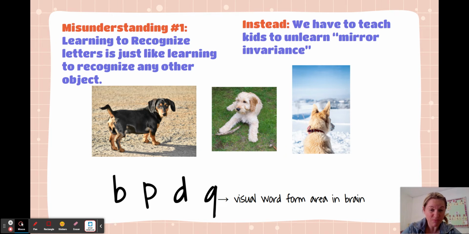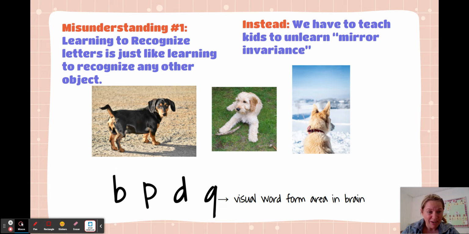All right, so misunderstanding number 1. This is the one that was most interesting to me, I think. The idea that learning to recognize letters is just like learning to recognize any other object. But in truth, we have to teach kids to unlearn this mirror invariance. Kids are really good at seeing 3D objects from the side, from the front, or from behind, and knowing that it's the same thing. So for example, a dog. They can see a dog from all different angles and know that it's a dog. It turns, it's the same thing.